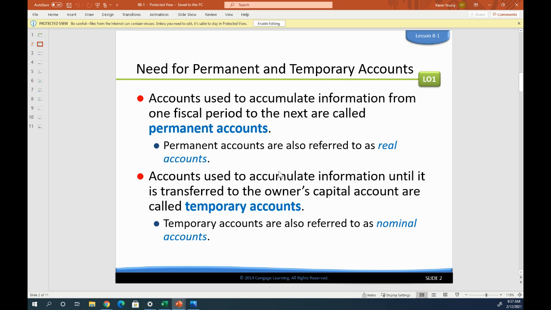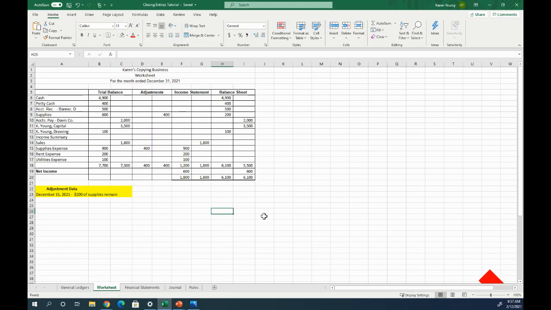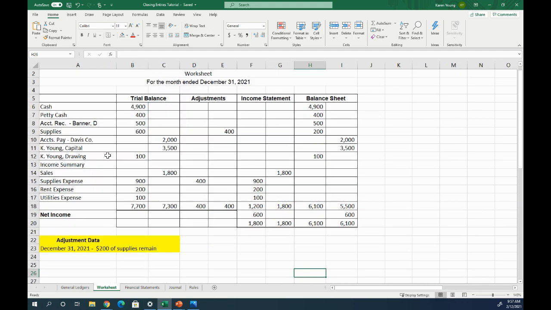These accounts would be used to accumulate information from one fiscal period to the next. In other words, those are permanent. My way of explaining it to you would be when the fiscal period ends, would it make sense for that balance to transfer to the next fiscal period? If the answer is yes, it's permanent. So let me bring you up to a worksheet that I've already created. I'm going to use this one as the example.